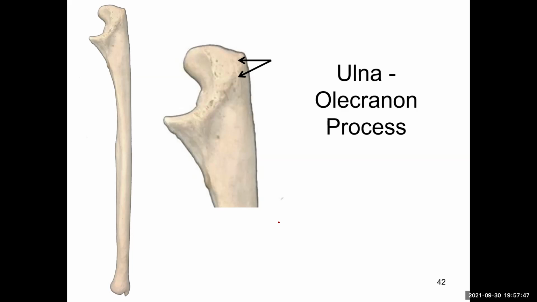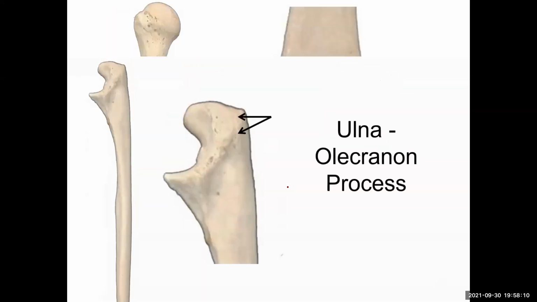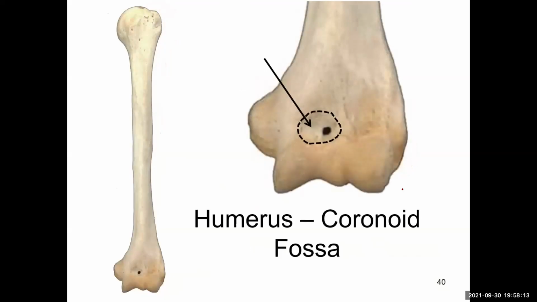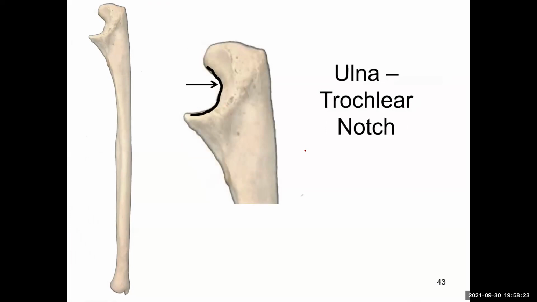Okay, the olecranon process, you can see right there. If you feel at the back of your elbow bone there, that's what you're feeling. You're feeling the olecranon process. So then you've got this kind of notch structure here, like a bite out of the bone. That's the trochlear notch. So that part of the ulna is going to articulate with the trochlea here. So it's going to wrap around it. Okay, that's the trochlear notch.